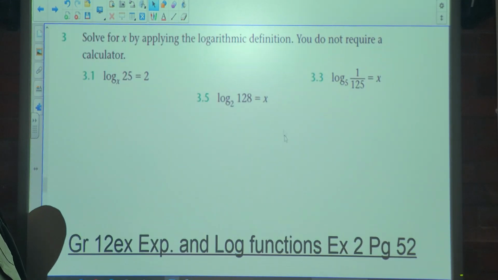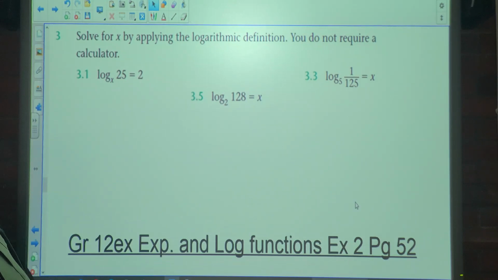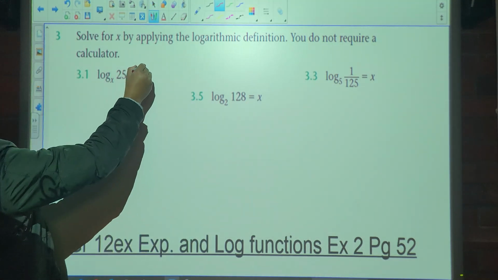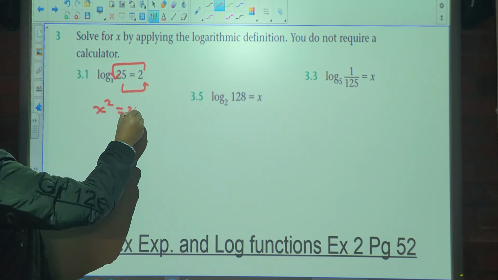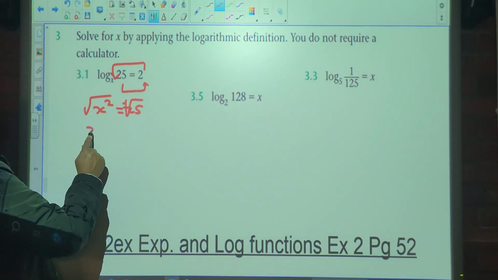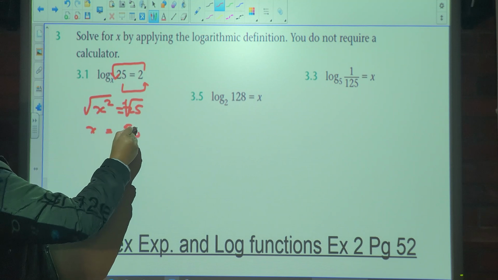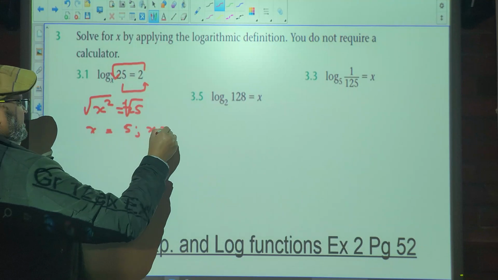Number 3. We're told to solve for x by applying the logarithmic definition. We do not require a calculator. Calculator should not be used, in other words. So that goes onto the x and that on its own. So x squared is equal to 25. If I introduce square root, I must not forget plus minus. So x is equal to 5. Why 5 and not plus minus 5? x must be more than 0. x must be positive.